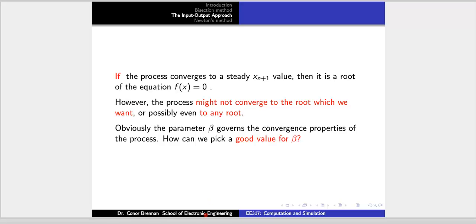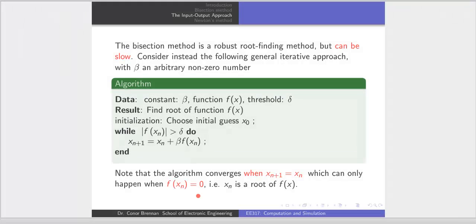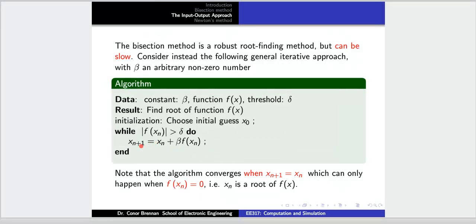So obviously, whether this whole process works or doesn't work depends entirely on this parameter beta. Beta is this scaling factor. Let's just look at our algorithm again here. To update our guess, we take our previous guess, we take the function evaluated at our previous guess, and we scale it by beta. So we need to pick a good value of beta.